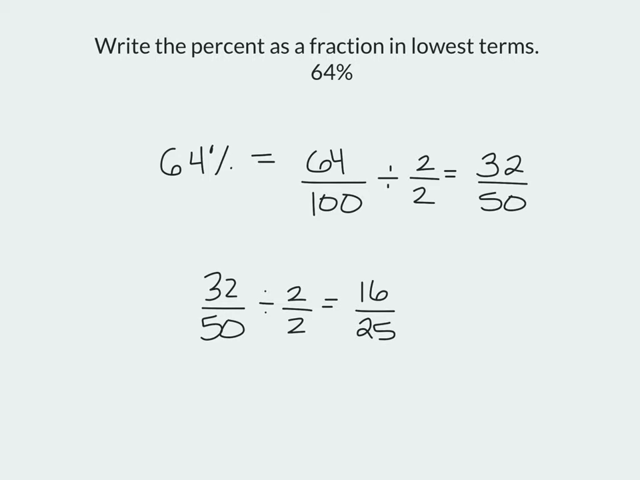Now if I look at this fraction, 16 over 25, I can ask myself, is there a number that can be divided into 16 and 25 evenly, and there is not. So this means that 16 over 25 is my fraction in lowest terms, and this is my final answer.